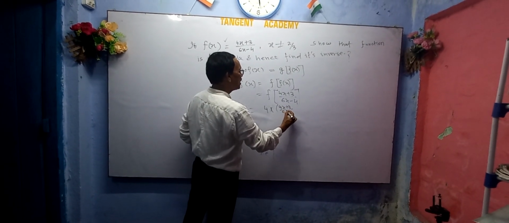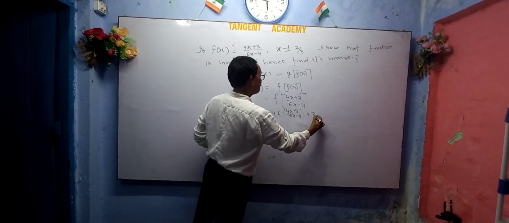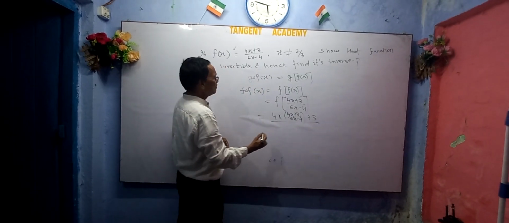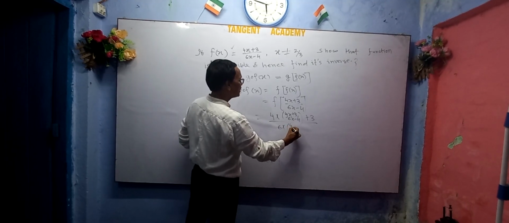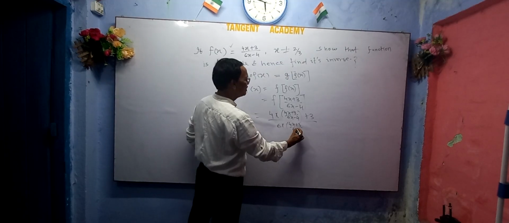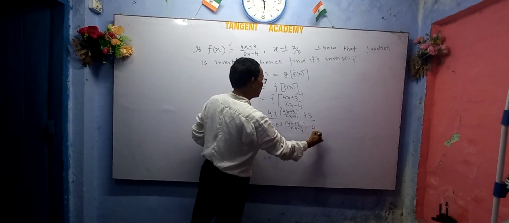divided by (6x minus 4), plus 3, divided by 6 into (4x plus 3) divided by (6x minus 4), minus 4.